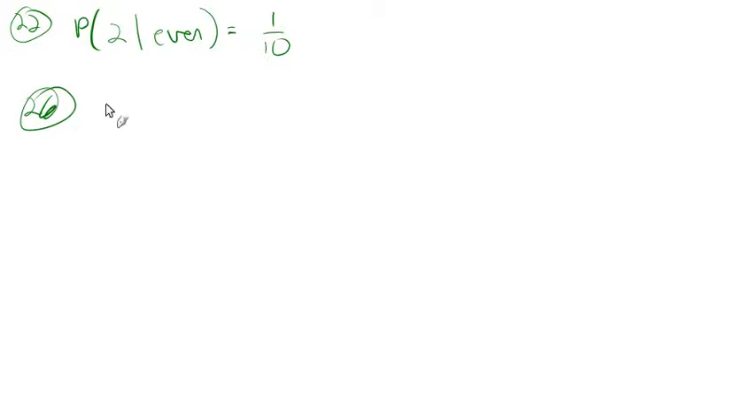Alright, so we've got a part A and a part B here. We're going to pick a club, then a spade. So, what's the probability we pick a club, then a spade, if we first replace the first card? We pick a card, we put it back, and then we pick a second card.